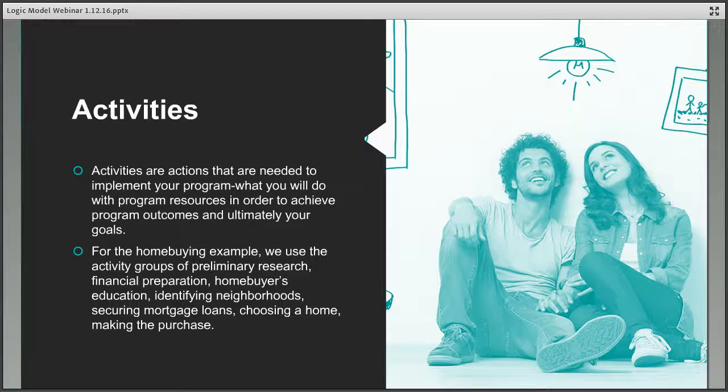So our activities are actions that are needed to implement the program. So what will you do with program resources in order to achieve program outcomes and ultimately your goals? So common activities are developing products. So those can be promotional materials or educational curriculum. It can be providing services, and that can be education and training, counseling, or health screening.